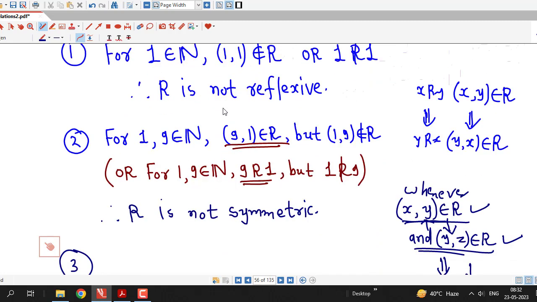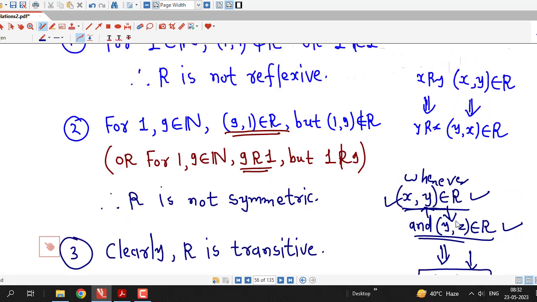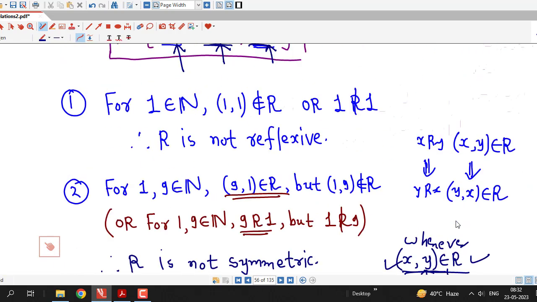This means we do not have this type of elements, (x, y) belongs to R and (y, z) belongs to R. That means we can write that clearly our relation R is transitive. If it were not transitive, then we would have to show the existence of these two ordered pairs. That is, we have to show that (x, y) belongs to R and (y, z) belongs to R, but (x, z) is not in R. But here there are no ordered pairs of this type, therefore our relation is transitive.